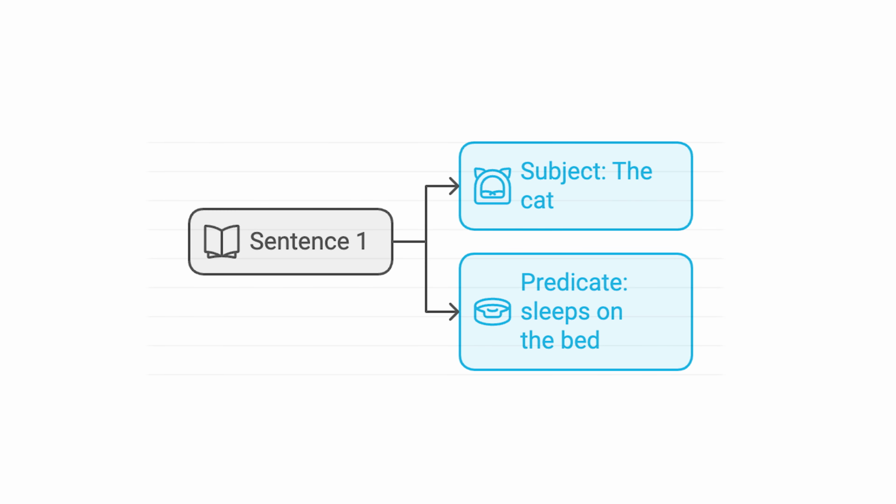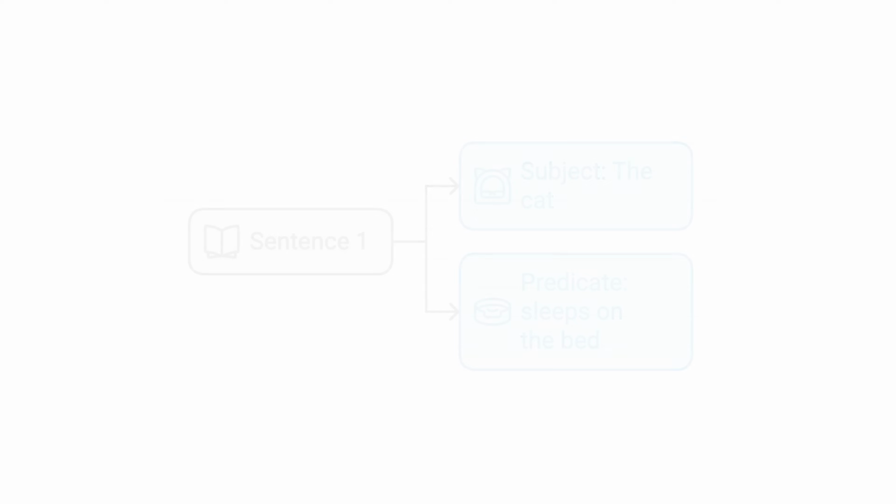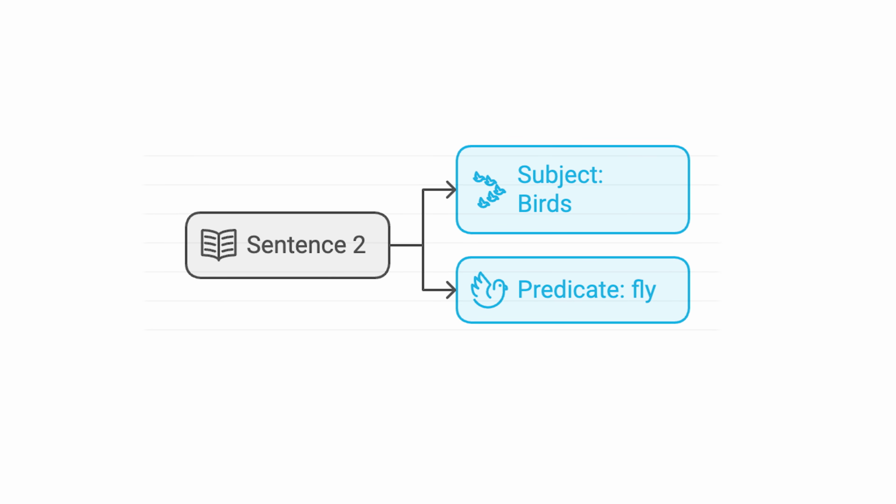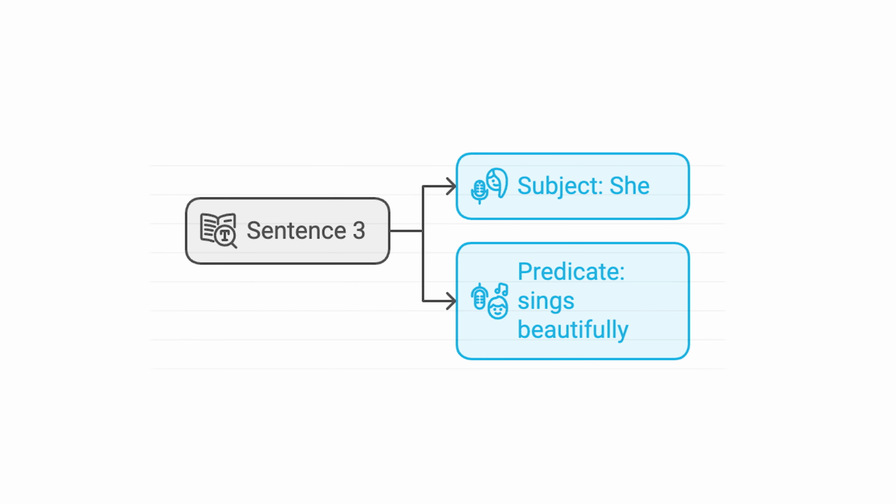1. The cat sleeps on the bed. Subject: the cat. Predicate: sleeps on the bed. 2. Birds fly. Subject: birds. Predicate: fly. 3. She sings beautifully. Subject: she. Predicate: sings beautifully.